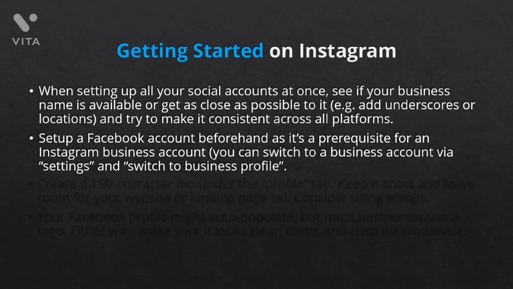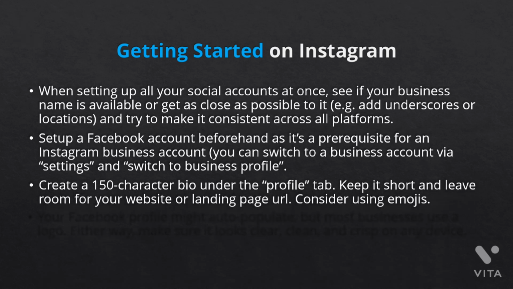Next, you want to navigate to the Profile tab, which is represented by the person icon in the bottom right-hand corner of your mobile screen, and create a 150-character bio. Your bio should be short, sweet, and to the point, and should leave enough room for you to add your website URL. If needed, you can shorten your website URL, but it's best for branding to use your full website URL, unless it's way too long.